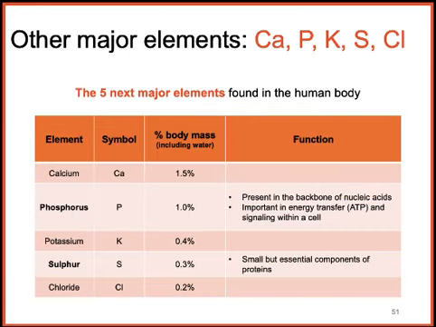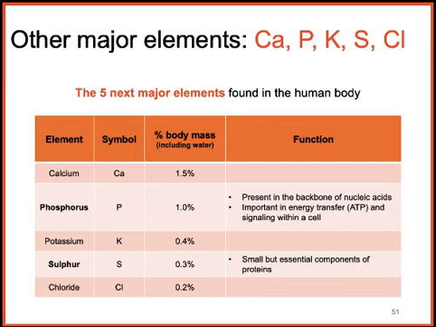The next major elements found in the human body are calcium and phosphorus. Phosphorus is important to us because it's present in the backbone of nucleic acids. We will see that. And it's very important for energy transfer, ATP, and signaling within the cell.